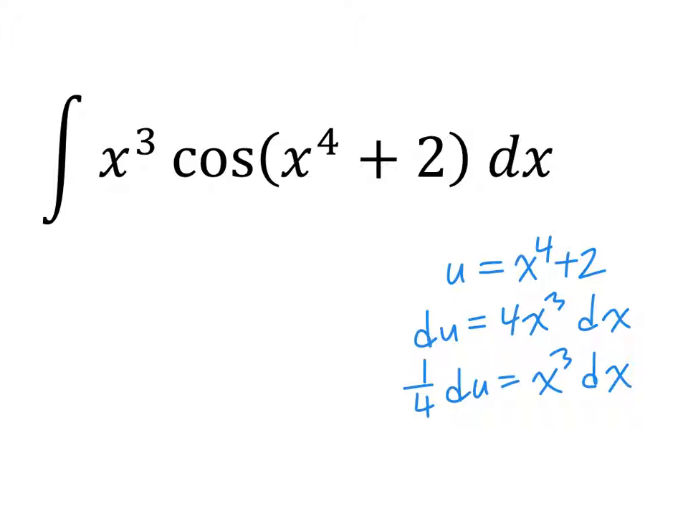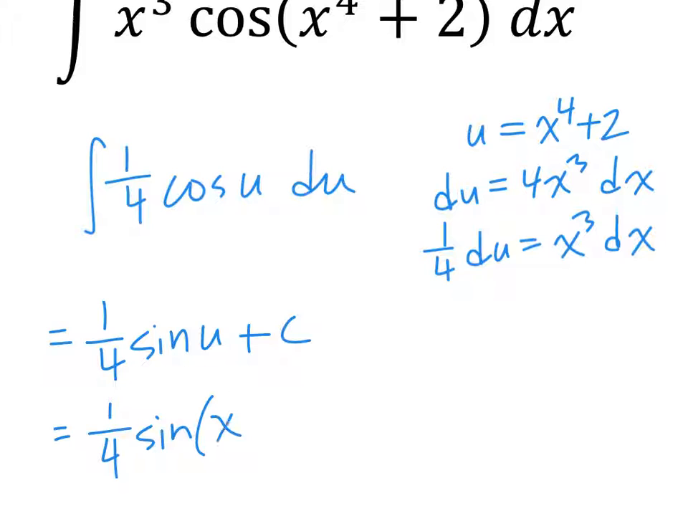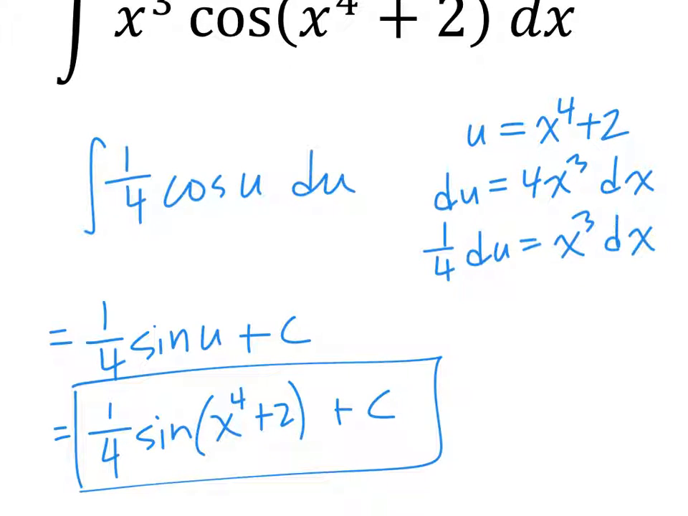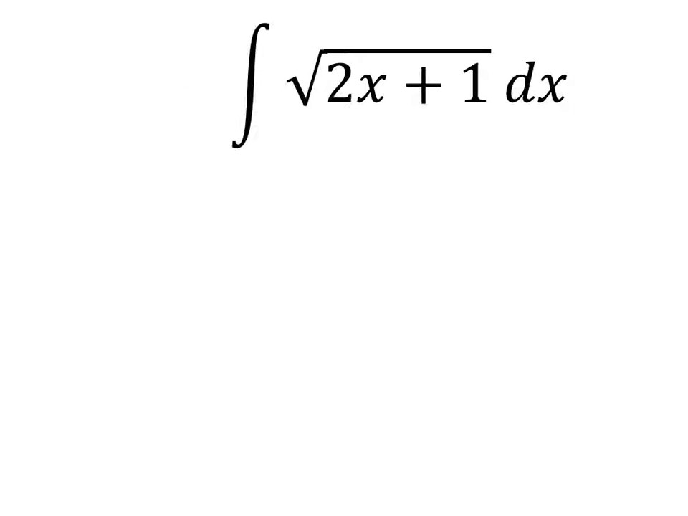All right, go ahead and finish the problem. Let me know when you're done. All right, this is going to be 1/4 cosine u du. So the integral of that is 1/4 sine u plus c, which is 1/4 sine of x to the 4th plus 2, plus c. All right. Next. Okay, try this one on your own.